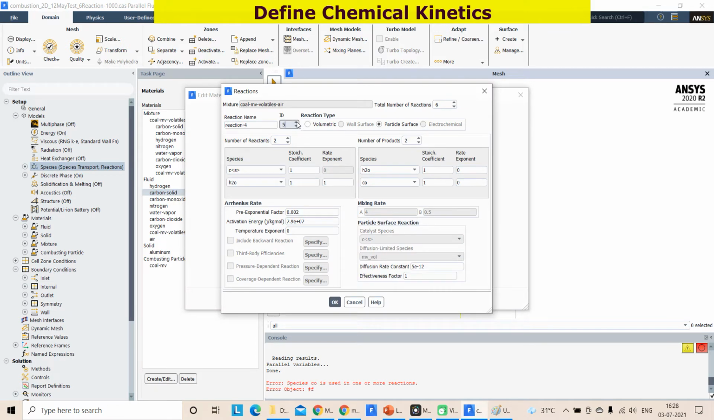This is the fourth reaction, this the fifth reaction. This is H2 reacting with O2. This is the fifth reaction, this is the sixth reaction. CO reacts with O2 to give CO2. That means these six reactions are there.